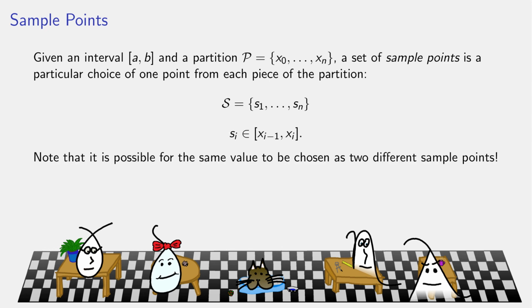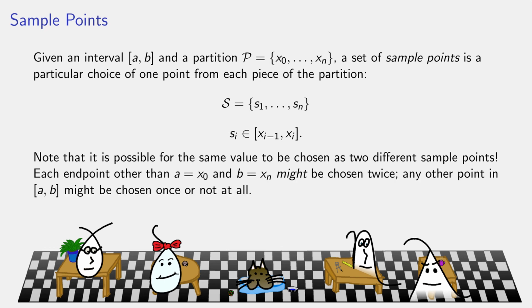Because you are allowed to pick endpoints, it is actually possible for some points to be picked twice in this set of sample points. If you pick the right endpoint of one interval and then the left endpoint of the next, the same point will be in there twice. Now, even though we're using set notation here, if the same point shows up twice, you do need to keep track of that and list it twice. Think of it not as a set, but as a list.